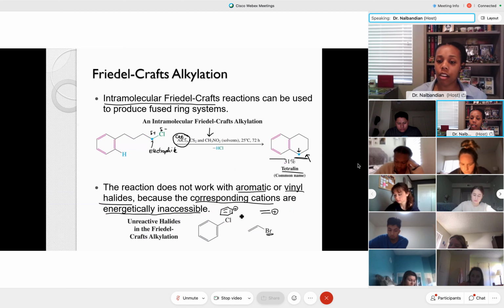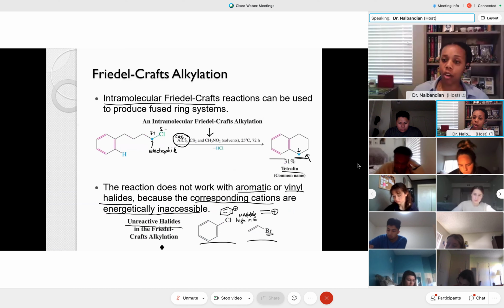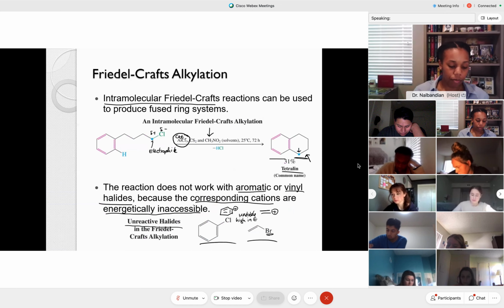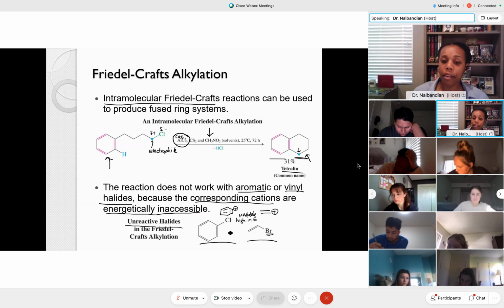What does that mean? They are unstable, high in energy. So these are not starting materials for the Friedel-Crafts. These are unreactive halides. So really you want to use one of your just straight carbon chains for this Friedel-Crafts alkylation. So you can have a benzene ring there somewhere else. So here's a benzene ring down in the chain, but it can't be your halogen directly attached to the benzene ring.